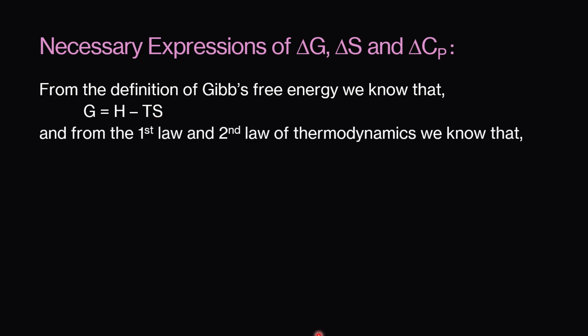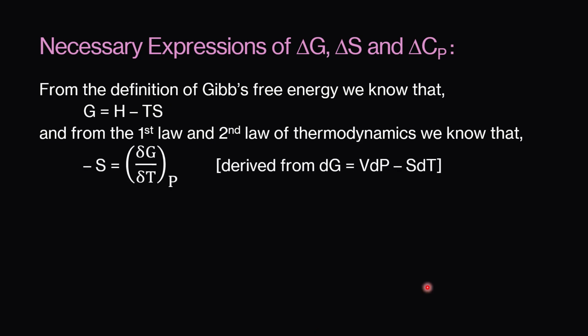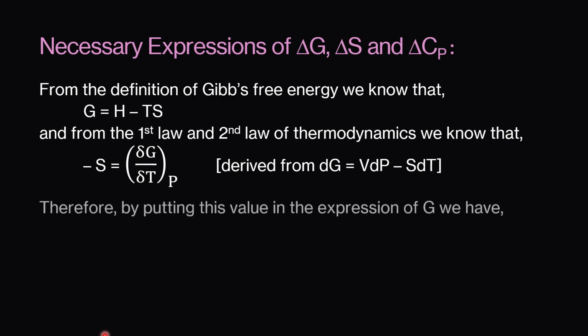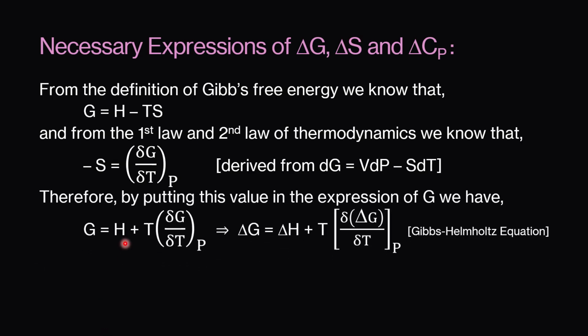Now, from the combined form of the first law and second law, we have derived four fundamental equations of thermodynamics, one of which is dG equals VdP minus SdT. By rearranging this equation at constant pressure, we get (del G/del T) at constant P equals minus S. If we put the value of minus S in the expression, then G becomes G equals H plus T times (del G/del T) at constant P.